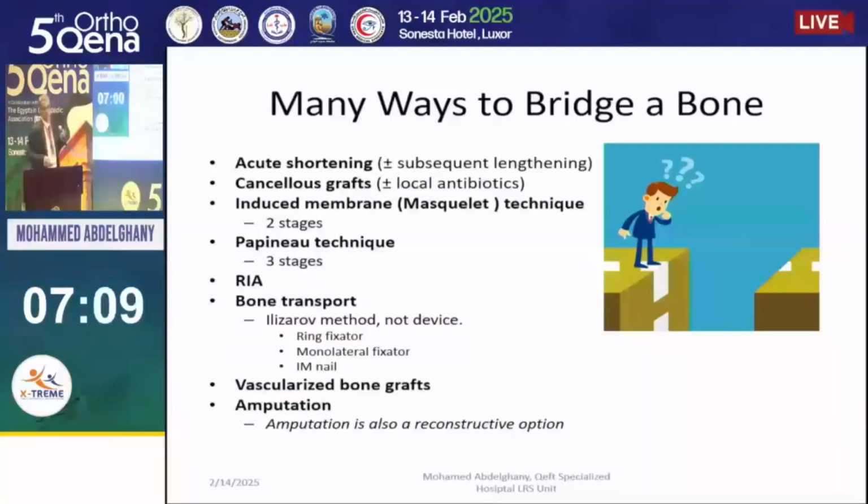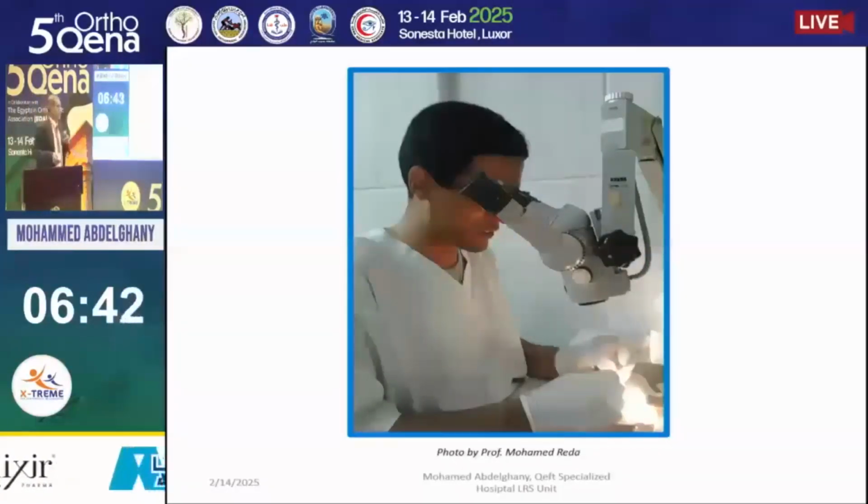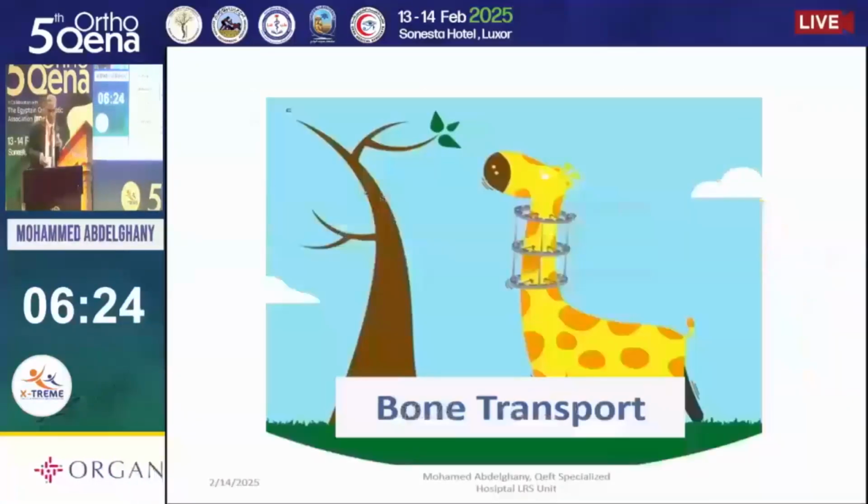There are many ways to bridge the bone. They are listed. The presence of many ways to solve a problem means either that the problem is heterogeneous, that no one of these solutions is perfect, or both. These methods are associated with different indications and success rates and have a wide range of clinical outcomes. This is a photo of myself, the young me, trying to do a microvascular anastomosis in the gazette. We also have a bone reconstructive ladder like that of the plastic surgeons for the skin. There is much overlap between the methods.